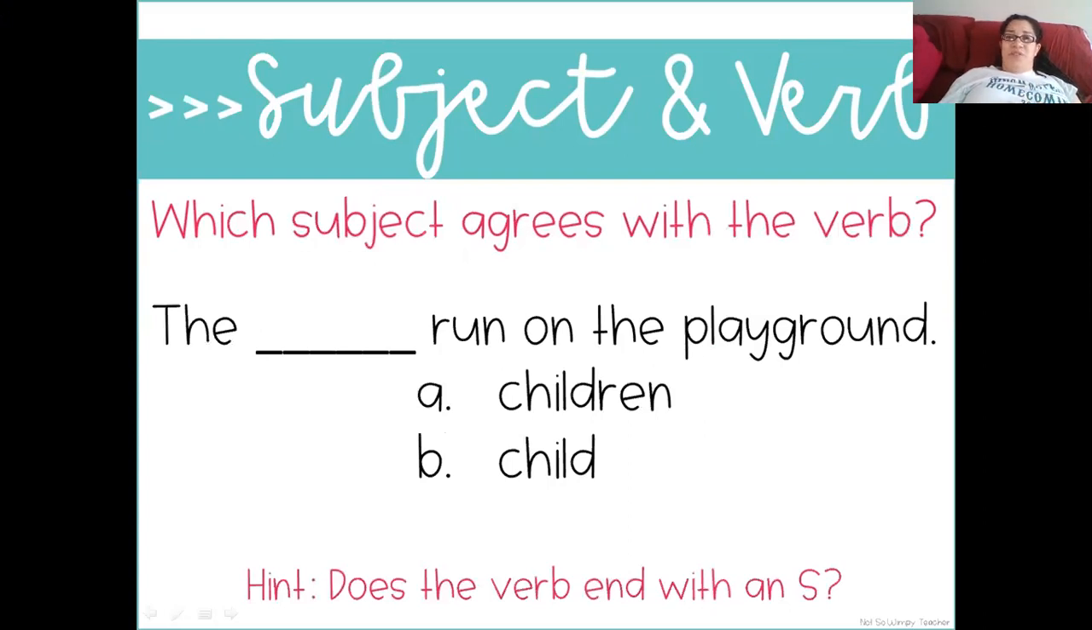Which subject agrees with the verb? The children run on the playground. The child run on the playground. Now look at the verb. We don't have the subject here, but we do have the verb. Is the verb singular or plural? That's right, it's singular. There's no S, right? Okay, and that's also an irregular, so that kind of doesn't go with the S because it would be ran, right? All right, so the children run or the child run? That's right, the children, more than one.